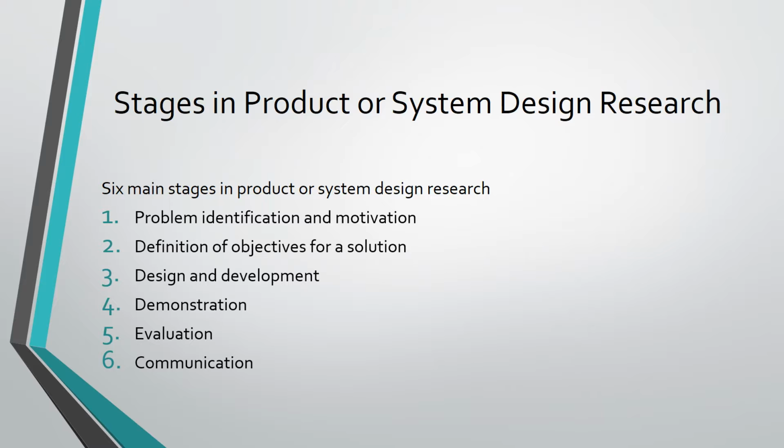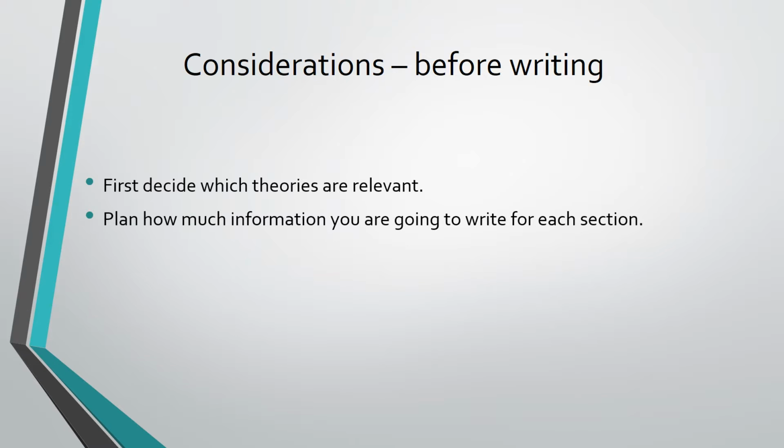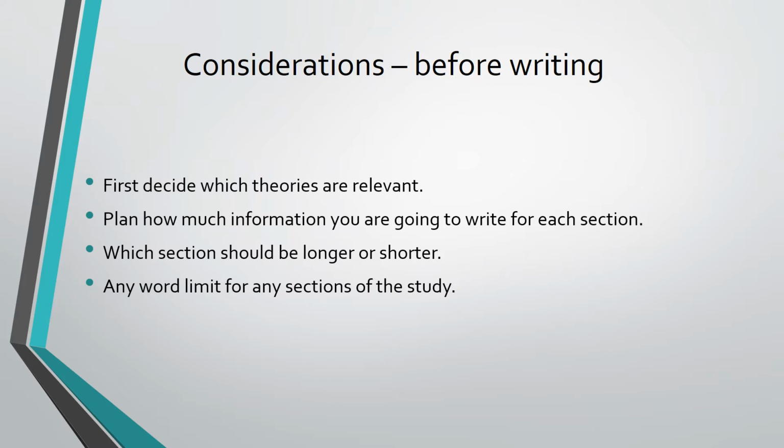Having looked at the general requirements of the research and report, we will now consider some general points to note when writing the final year project. Here are some things to consider before you start writing. First, decide which theories are relevant and will be used in the research or mentioned in the report. Plan how much information you are going to write for each section. This means think about which section should be longer or shorter. Has your lecturer given you a word limit for any sections of the study?